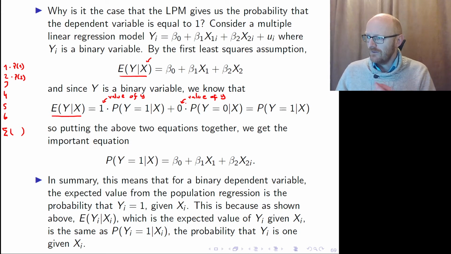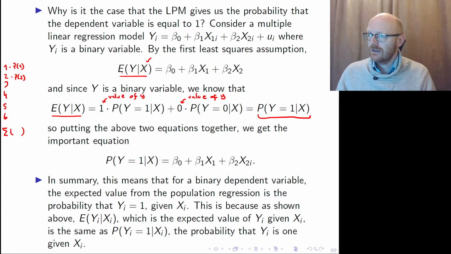And because in the event that the value of y equals 0, the product between 0 and the probability of getting 0 is just 0, so we can disregard that, which leaves us with the expected value of y given the value of the x variables is just the probability of getting a y equals 1.